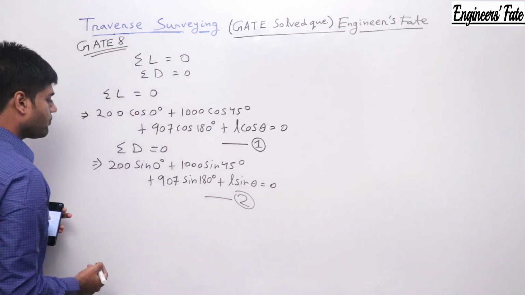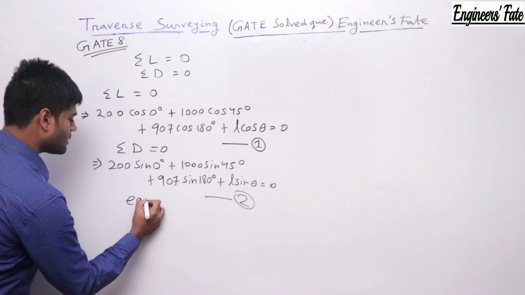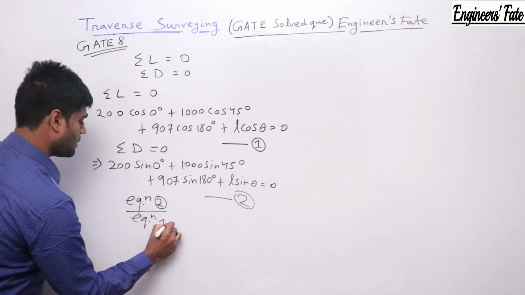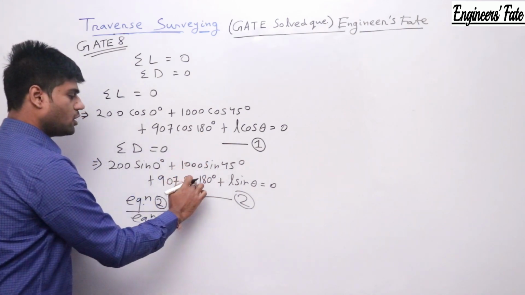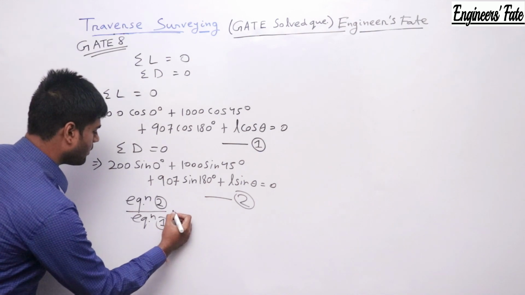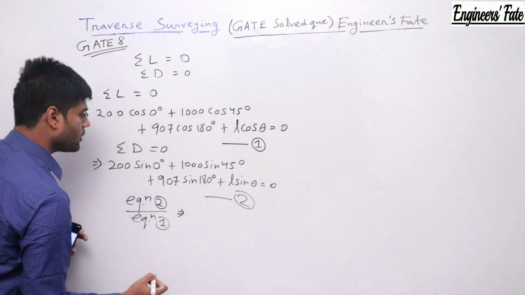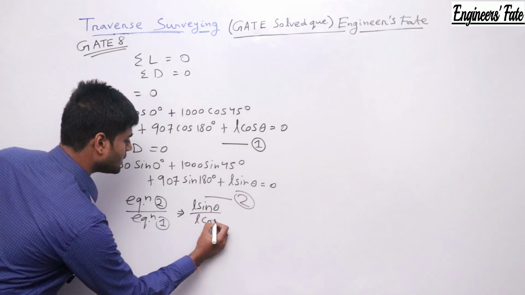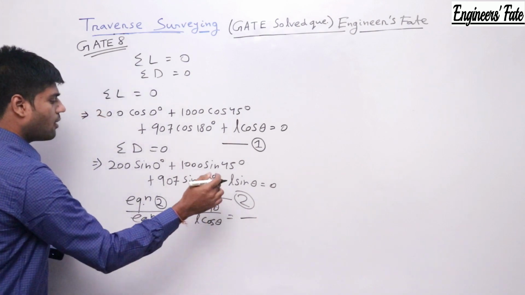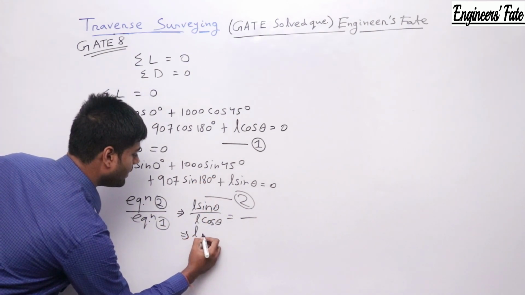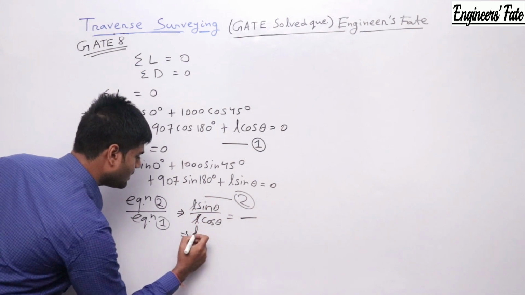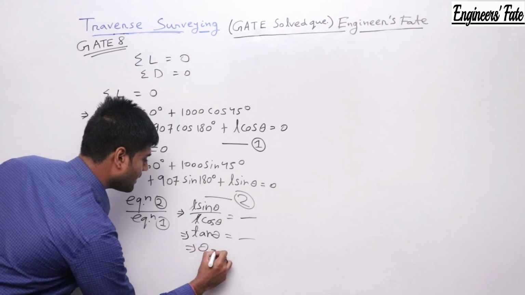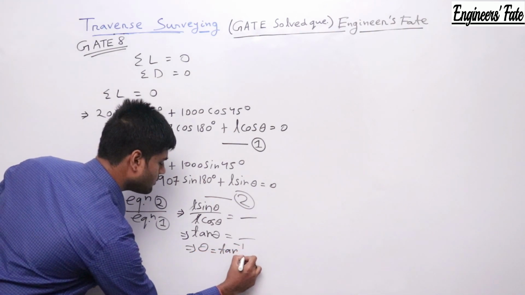So let me tell you. You can divide equation 2 by equation 1. Means you have to simplify both the equations, and after simplifying, if you divide equation 2 by equation 1, there will be a term L sin theta by L cos theta. You have to simplify, and L gets cancelled, that will be tan theta. You will get something, and you will get theta equal to tan inverse of something.